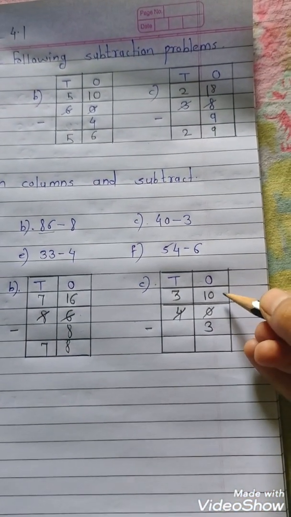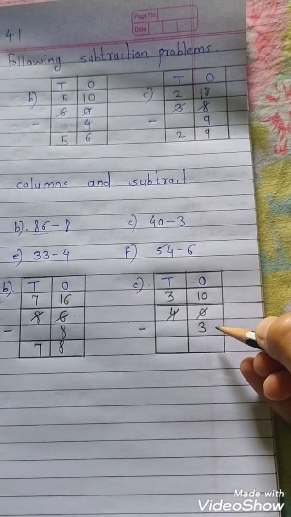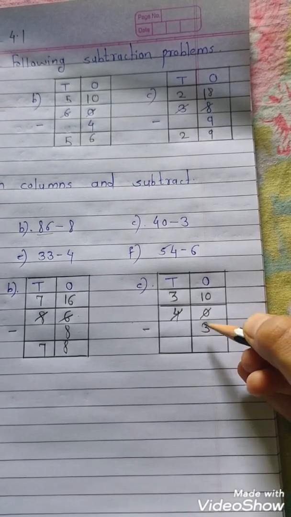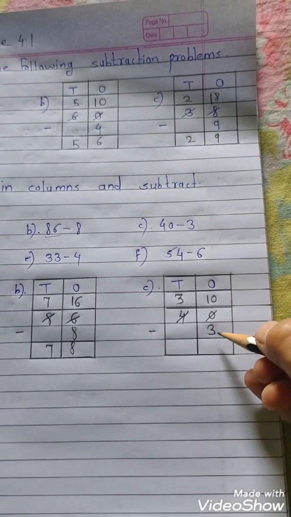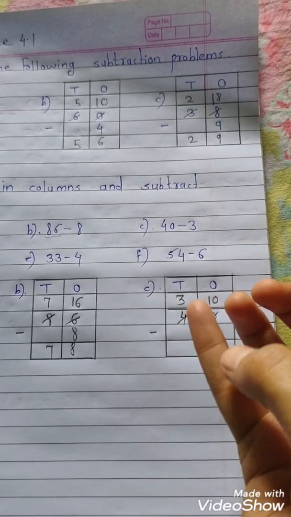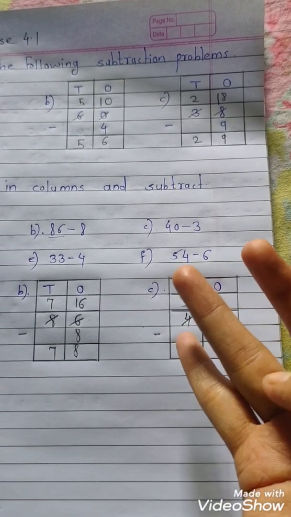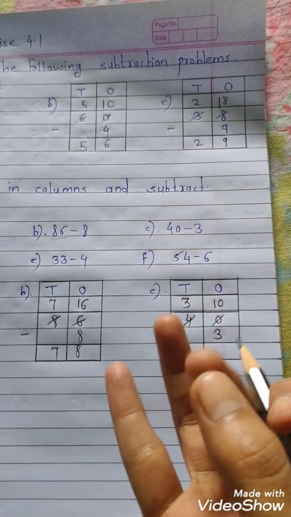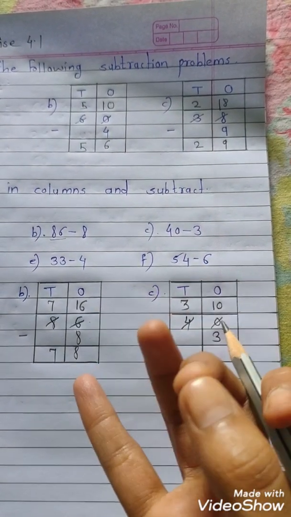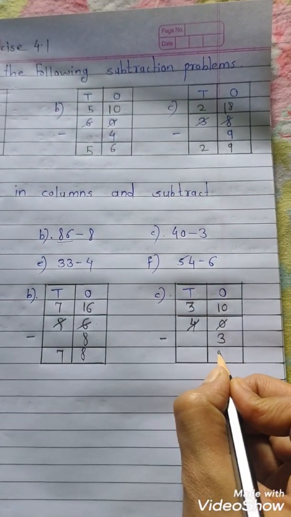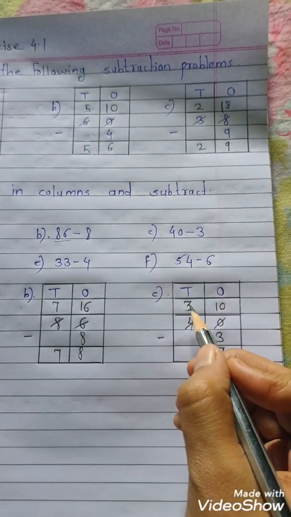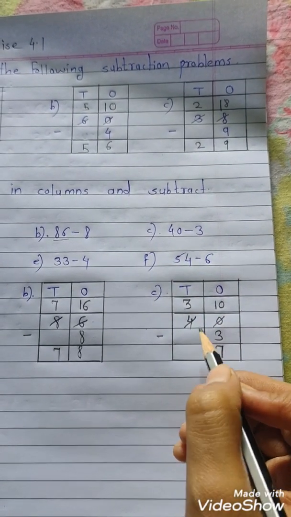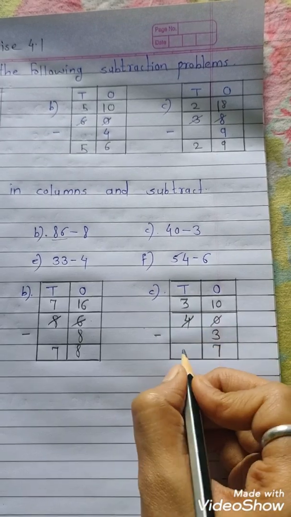10. Now is the first number bigger than the second one? Yes, so subtraction will be possible. Now count after the small number up to the big number. After 3, 4, 5, 6, 7, 8, 9, 10. So how many? 1, 2, 3, 4, 5, 6, 7. So we will write here 7. Now 3 minus nothing is there, so 0 is there. So 3 minus 0 is 3.